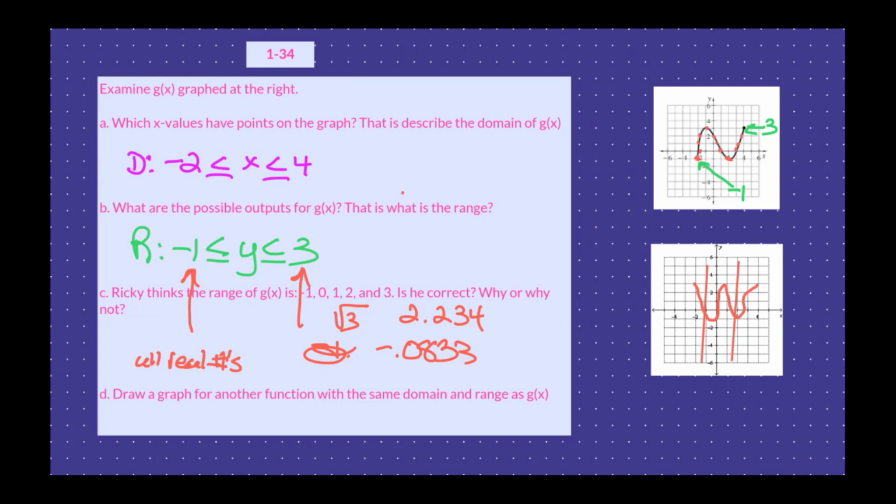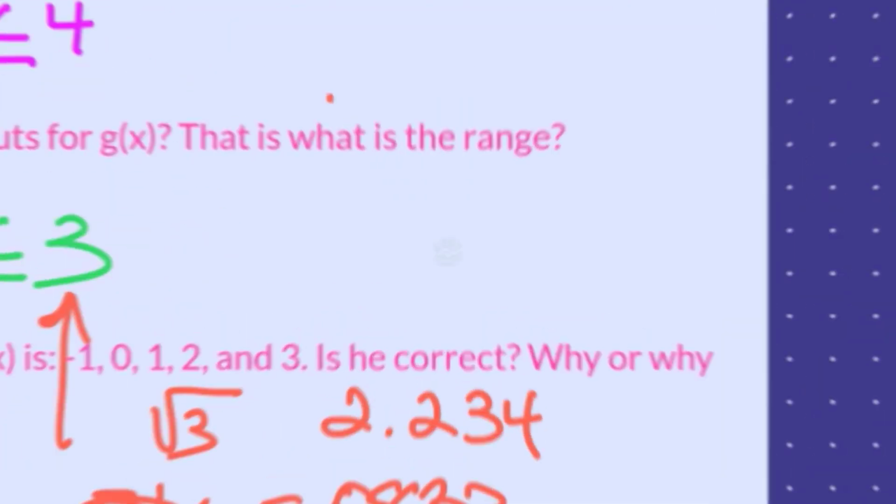And some of you could probably have much more creative functions. But that ends the discussion of all of the parts of 1-34.